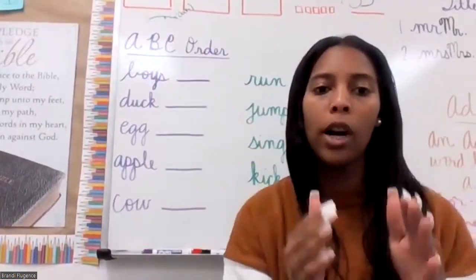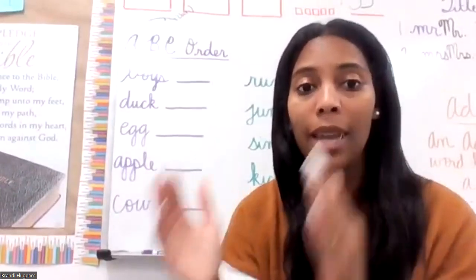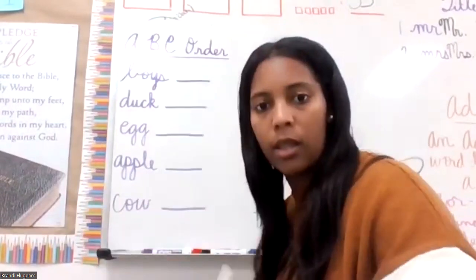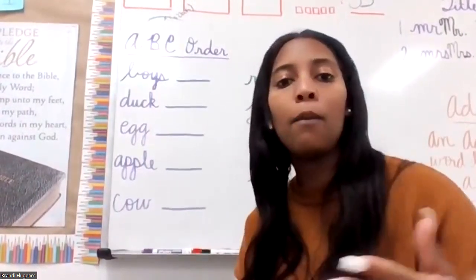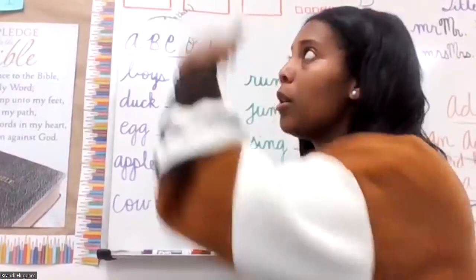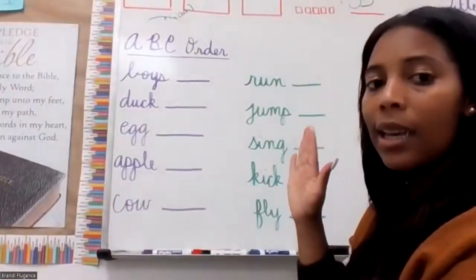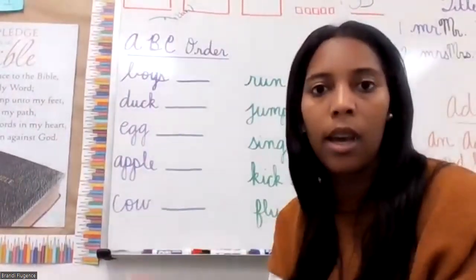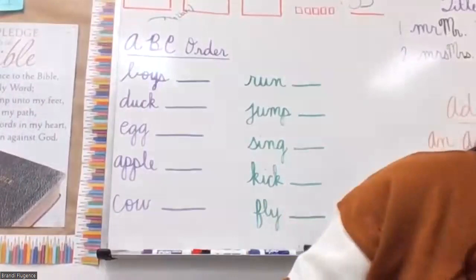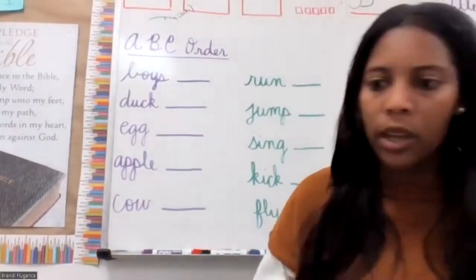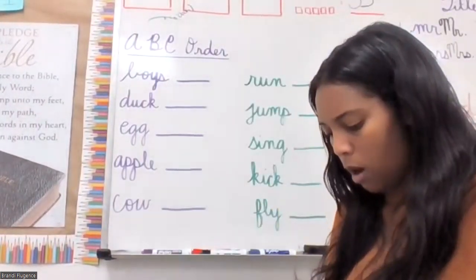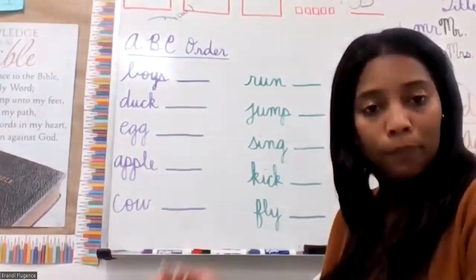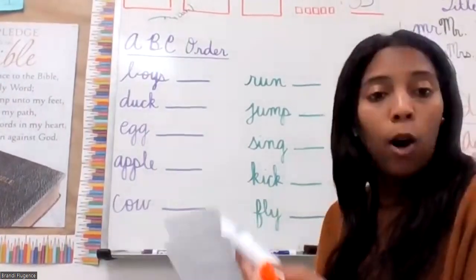ABC order is when you organize something in order of the alphabet, okay? So we know our alphabet, A, B, C, D, right? The alphabet is written down in an order. We know that A is the first letter and Z is the last letter. And we know A, B, C, D, E, F, G, H, I, J, K, L, M, N, O, P, Q, R, S, T, U, V, W, X, Y. That's our alphabet, and that's the order that they go in.